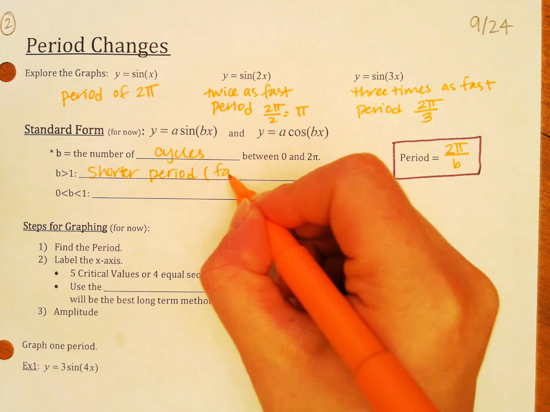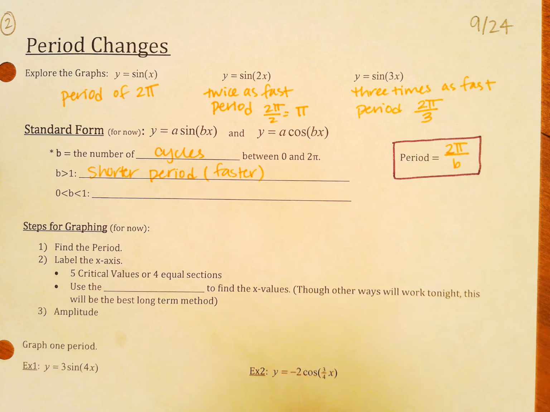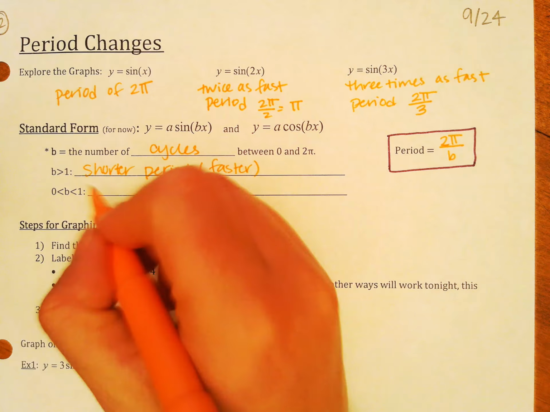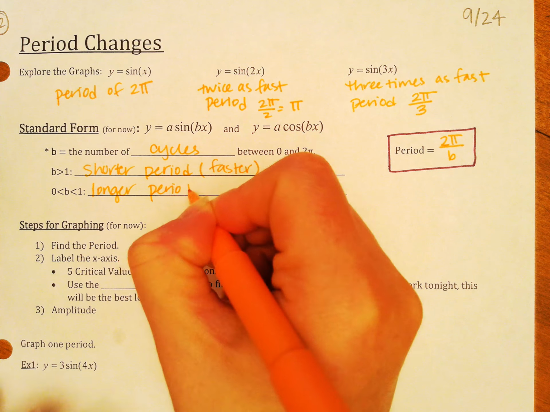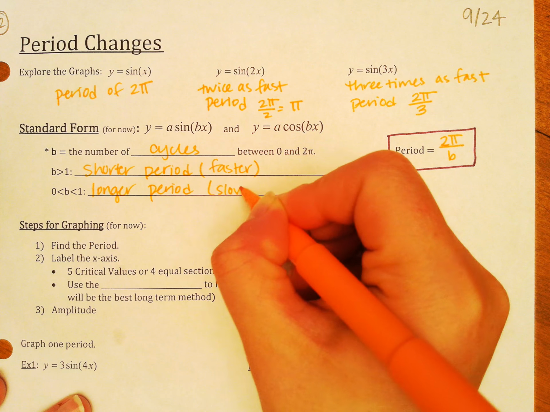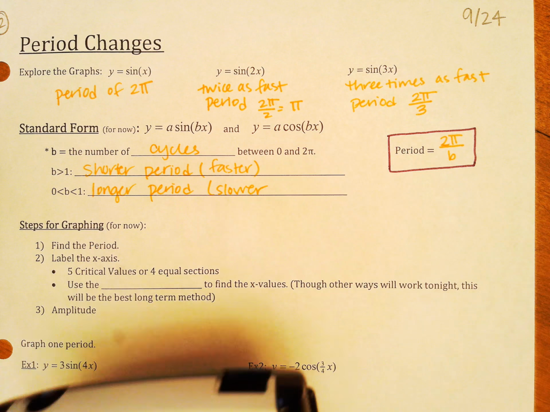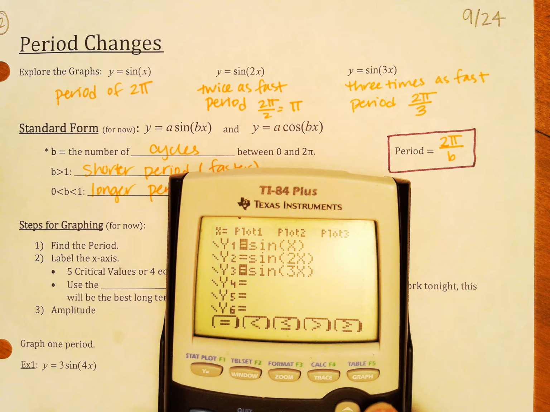It is a faster cycle. And if it's between 0 and 1, then it's a longer period, which means that it goes slower. So for example, we'll just look at that real quick.